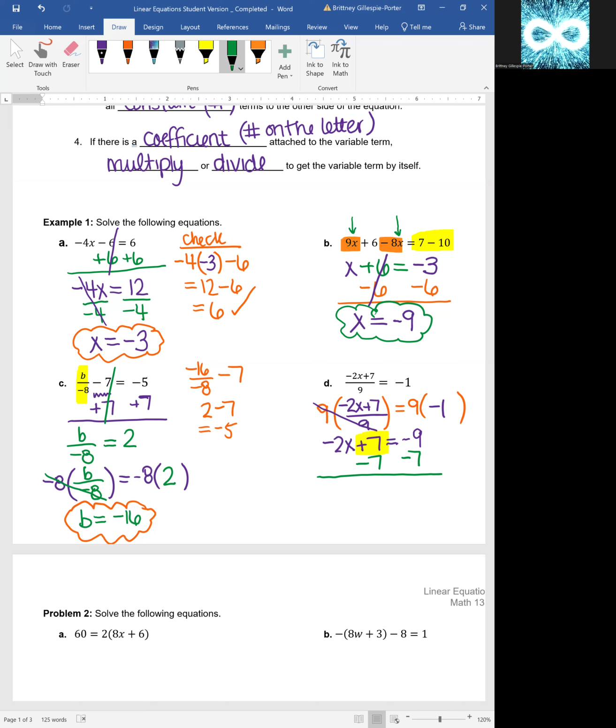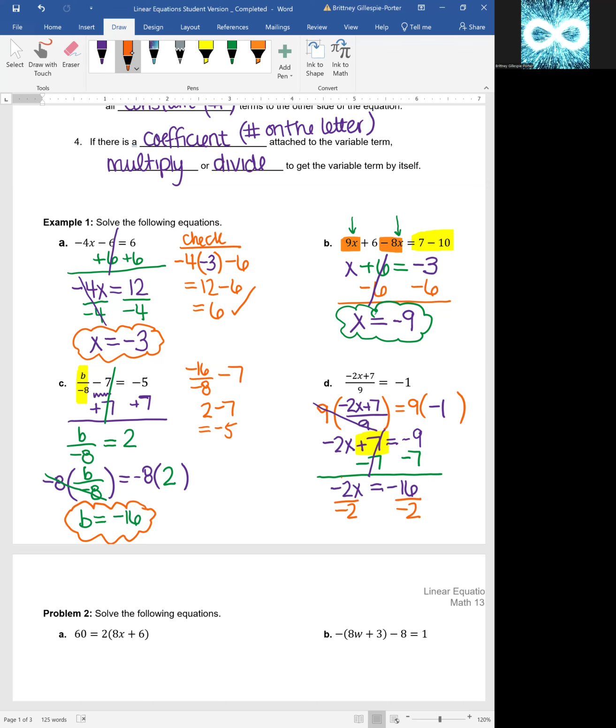Back to where we were. My -2x carries down. I have $7, I spend $7, I have no money left, so I'm going to get rid of that +7, -7. -9 minus 7 gets us -16. And in the next step, we have -2 times x. Remember, this is not addition, this is multiplication. And the opposite of multiplication is division. So we are going to divide both sides by -2.